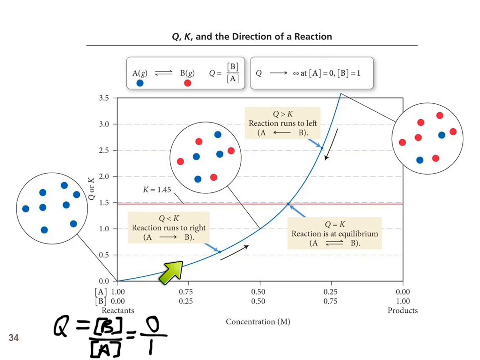As the reaction proceeds, as we decrease A and increase B, then this quotient gets larger, right? Because B is going up, A is going down. So this Q gets larger and larger. At equilibrium, it crosses where the equilibrium constant is. And then it keeps going. Where's it going to end up?